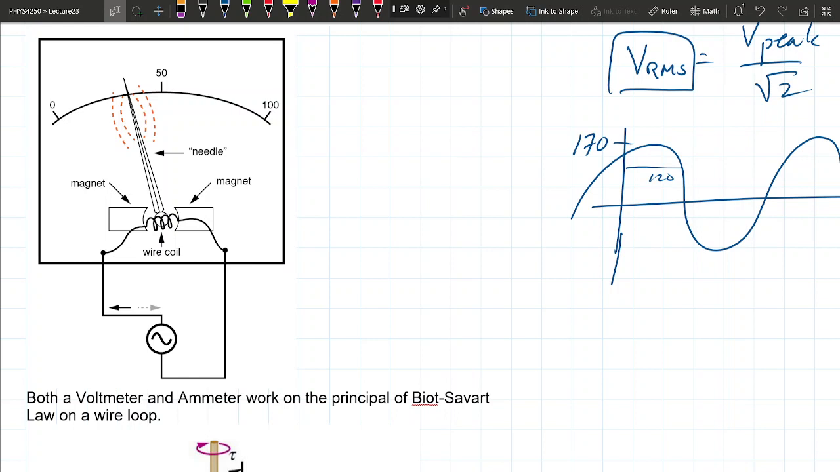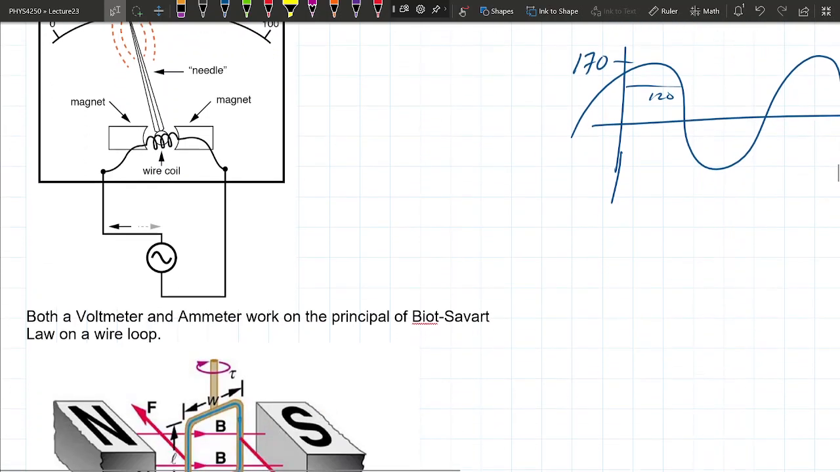Even though these things don't have needles anymore, actually, I should show you an old one that has these needles, right? It still works on the same principle because it's basically a little coil, and there's a sensor here that basically tells you how much that little coil turned, right, inside even these digital meters, okay? So this works on the principle of magnetic field.